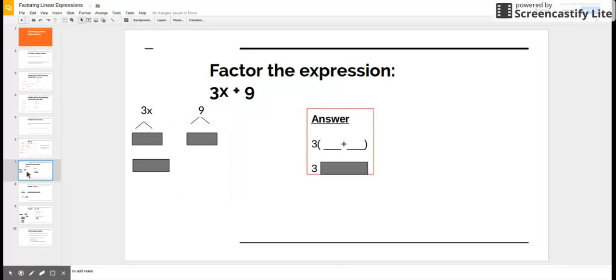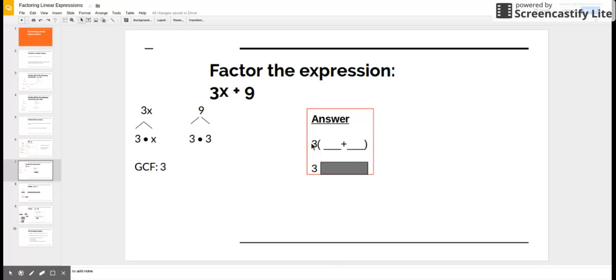All right, here it says factor the expression. We have 3x plus 9. Your GCF, in case you can't tell, is 3. 3 goes into both of these, and 3 is the greatest number that goes into both of these. 3x can be broken down to 3 times x. 9 can be broken down to 3 times 3. You can pull out a 3 from both of these.